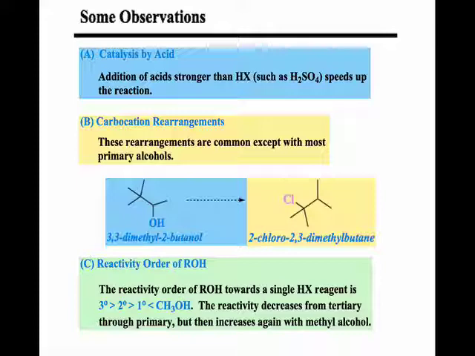Okay? We know that there is a reactivity order for the alcohols. I know that when I react an alcohol with a hydrogen halide, like HCl or HBr, that tertiary alcohols react faster than secondary alcohols, react faster than primary alcohols, and primary alcohols react a little slower than methanol. That's the reaction order. Okay? Can anybody tell me why methanol would be faster than a primary alcohol?